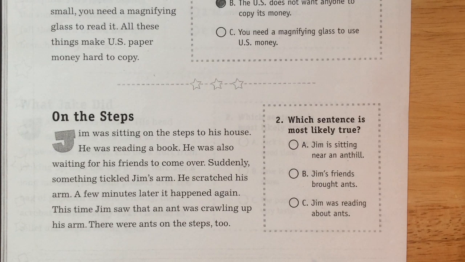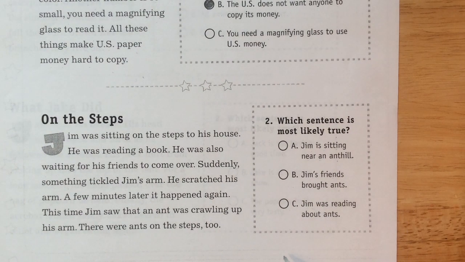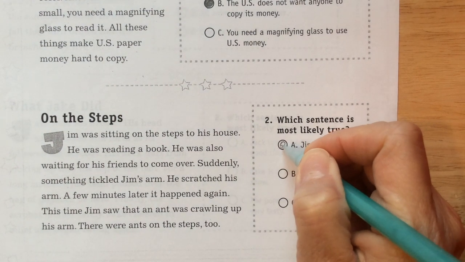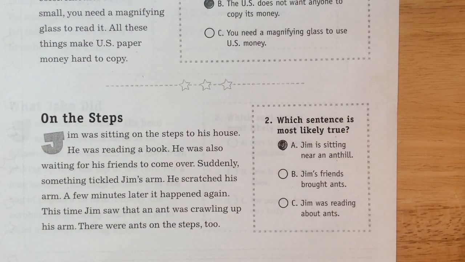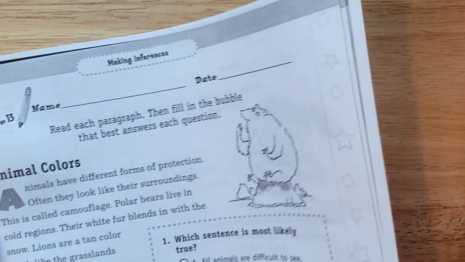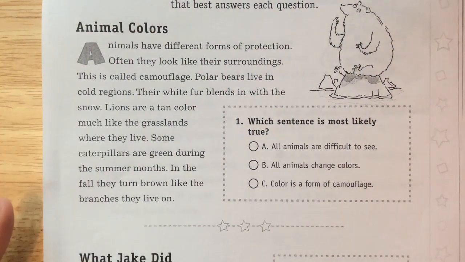Are you ready? What do you think it is? Ding, ding, ding, ding. It is A. Jim is sitting near an anthill. Let's practice 2 more, second grade. Practice making inferences. Here we go.